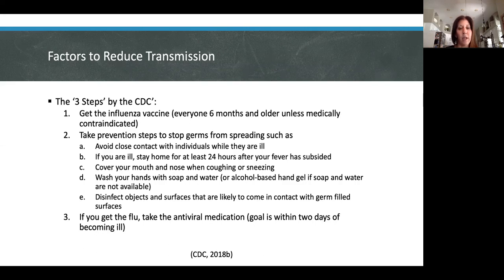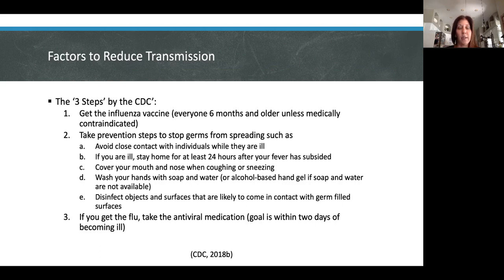The second step, besides vaccine being number one, is taking preventative steps to stop the spread of germs, like avoiding close contact with individuals. If you're ill, stay home for at least 24 hours after your fever has subsided. Cover your mouth and nose when coughing or sneezing. Washing your hands with soap and water, I mean, that's really key. And then, of course, the alcohol-based gel sanitizer is second best if soap and water are not available, but always rely on that soap and water.